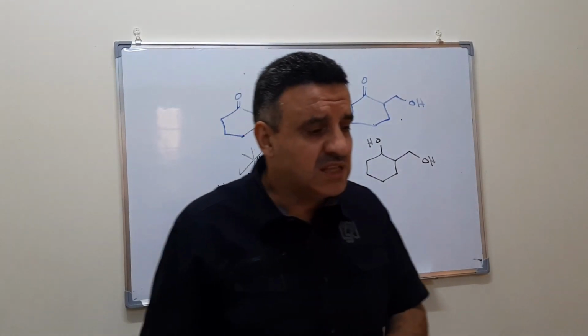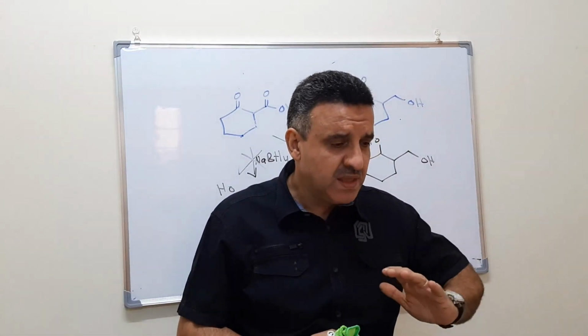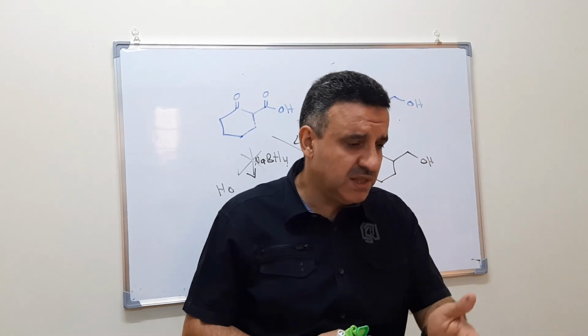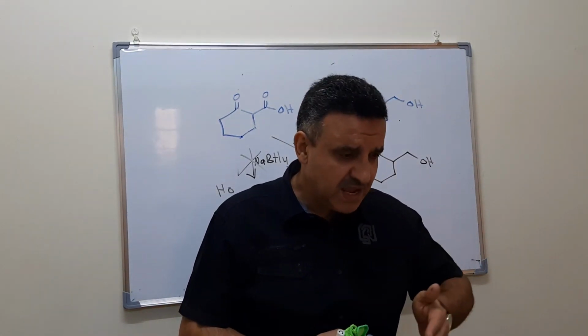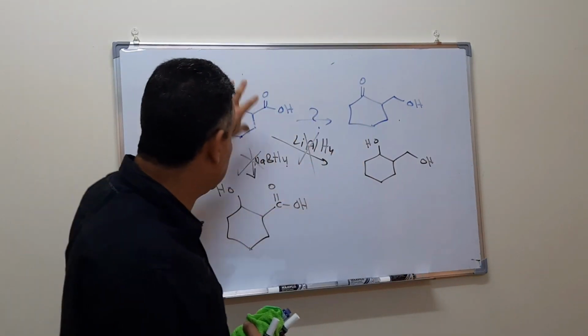So that's where the indirect method comes in, which is simply the use of acetal as a protecting group for the ketone.